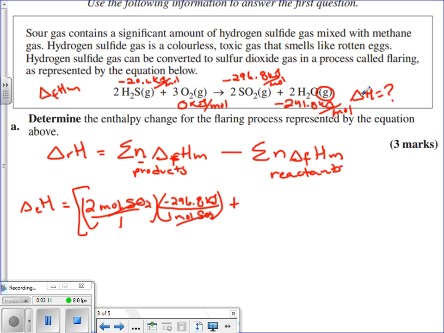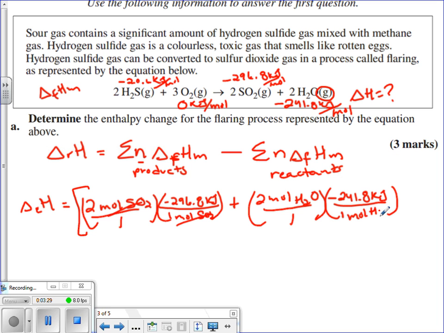So we're going to do that for all of them. I'm going to add to that 2 moles of H2O and multiply it by negative 241.8 kilojoules per 1 mole of H2O. And I'm going to close that big set of brackets. So I want to simplify that, and then from it, we're going to subtract the sum of all the reactants.